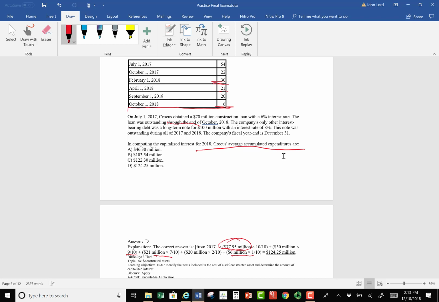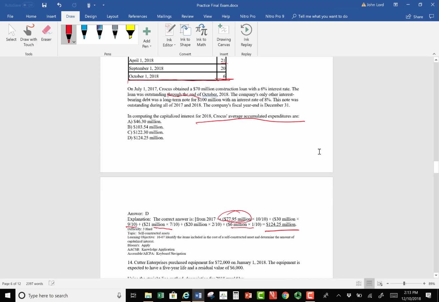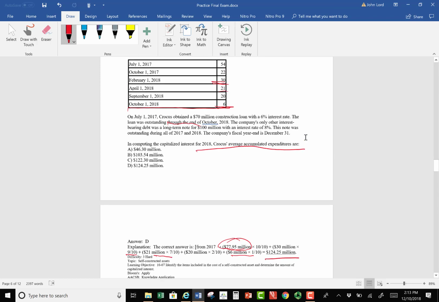Okay? But we get that. That gives me what? The weighted average of accumulated expenditures, which is 124.25 million. Okay, and this asks for what? The weighted average of accumulated expenditures. So we just had to sit here and use that 124.25 for the weighted average of accumulated expenditures.